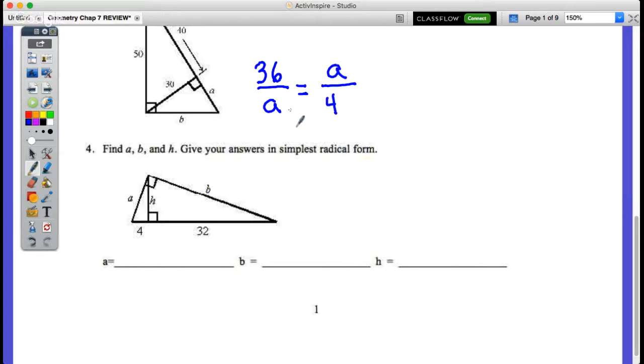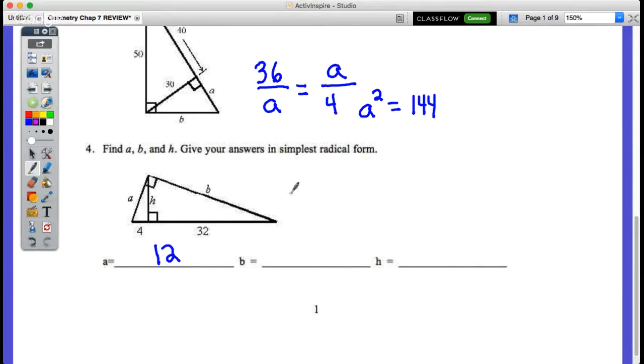Okay. 36 times 4 is what? 144. No, remember, for this one, it's the whole thing. For the leg, it's the whole hypotenuse. Isn't H the altitude? I'm doing the leg first. There's a geometric leg theorem and a geometric altitude theorem. I'm doing A right now. What is 36 times 4? 144. So what is the square root of 144? 12. So A is equal to 12. That is my answer in simplest radical form.